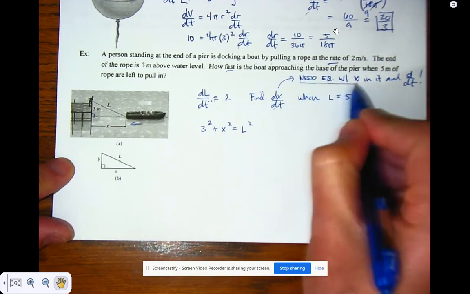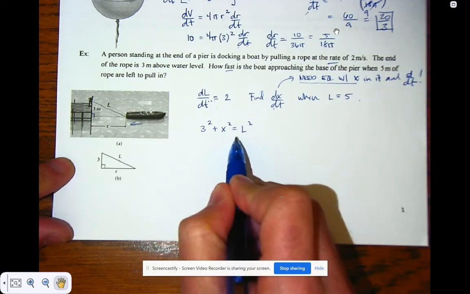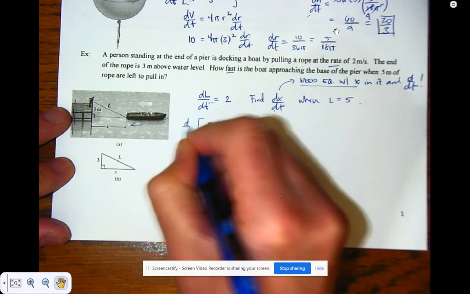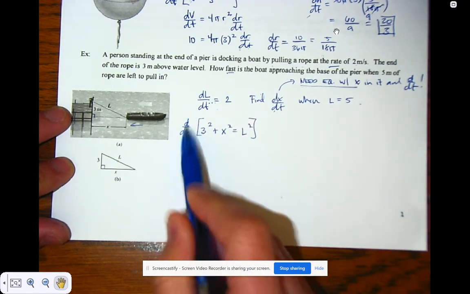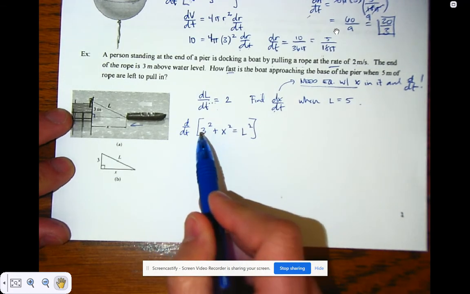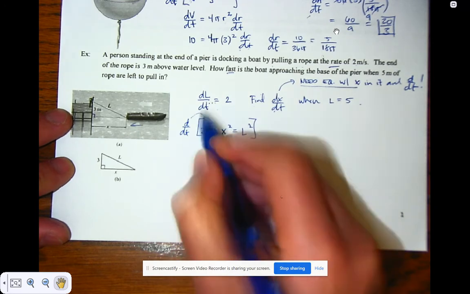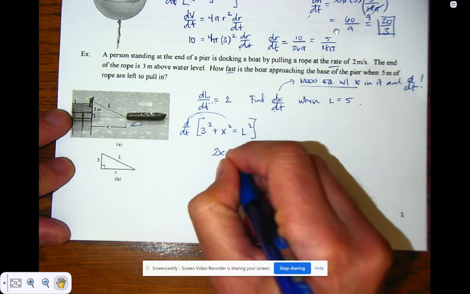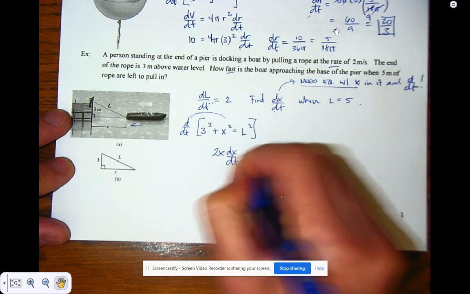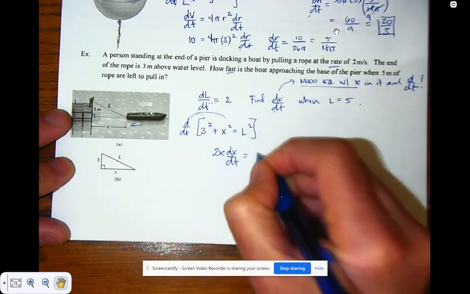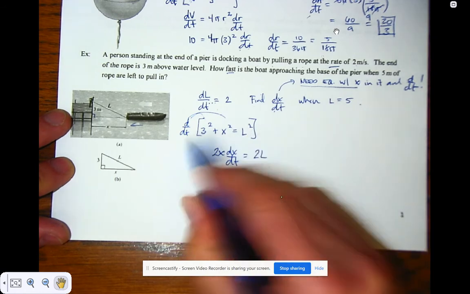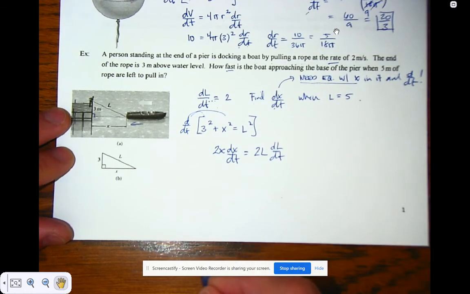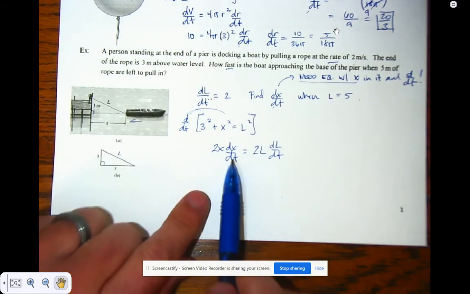I need an equation with x. There it is. Then what? Take the derivative with respect to time. So d/dt. Well, what's the derivative of 9? It just goes away, that's a constant. What's the derivative of x squared? It's 2x, but x doesn't match t, so dx/dt. And the derivative of L squared is 2L, but L doesn't match t, so I have dL/dt. And this is what I'm trying to find.